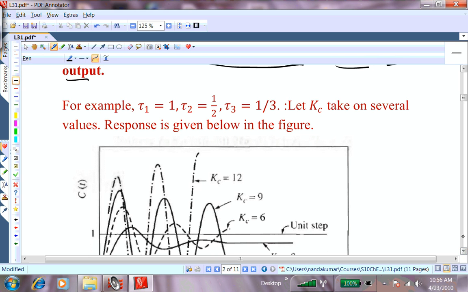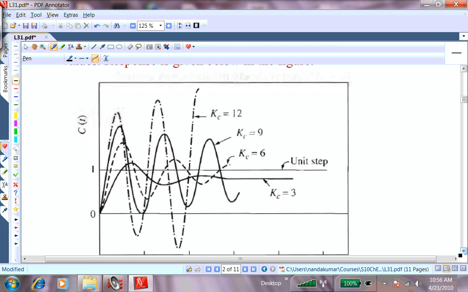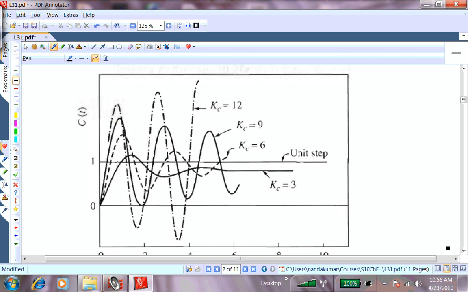So a specific example for the same problem, I'm picking numbers. Tau 1 is 1, tau 2 is half, tau 3 is 1/3. Okay? And we're going to change values of Kc to different values and ask the question, is there a value of Kc at which it becomes unstable? Okay. This you should be able to do. Construct a Simulink diagram or do it in MATLAB. And I'm just showing you the final result here.